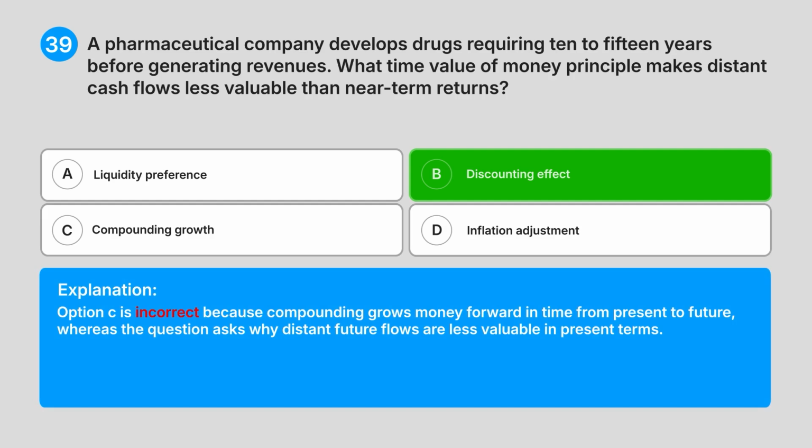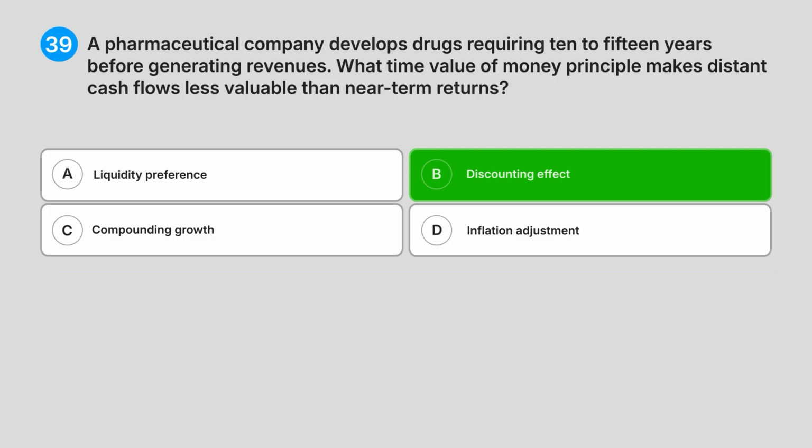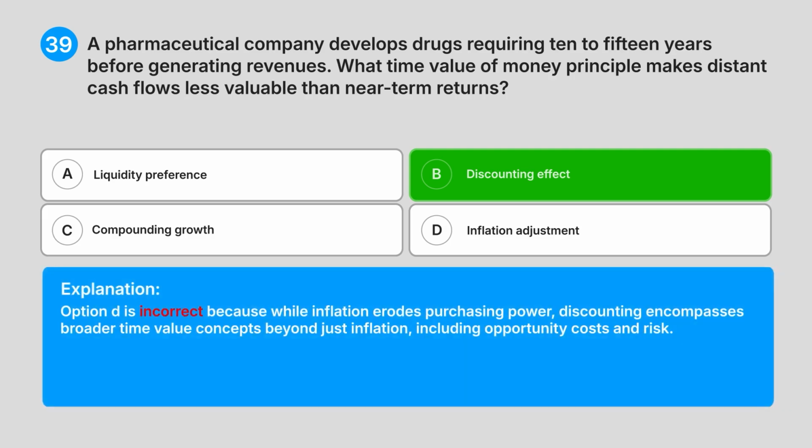Option C is incorrect because compounding grows money forward in time from present to future, whereas the question asks why distant future flows are less valuable in present terms. Option D is incorrect because while inflation erodes purchasing power, discounting encompasses broader time value concepts beyond just inflation, including opportunity costs and risk.